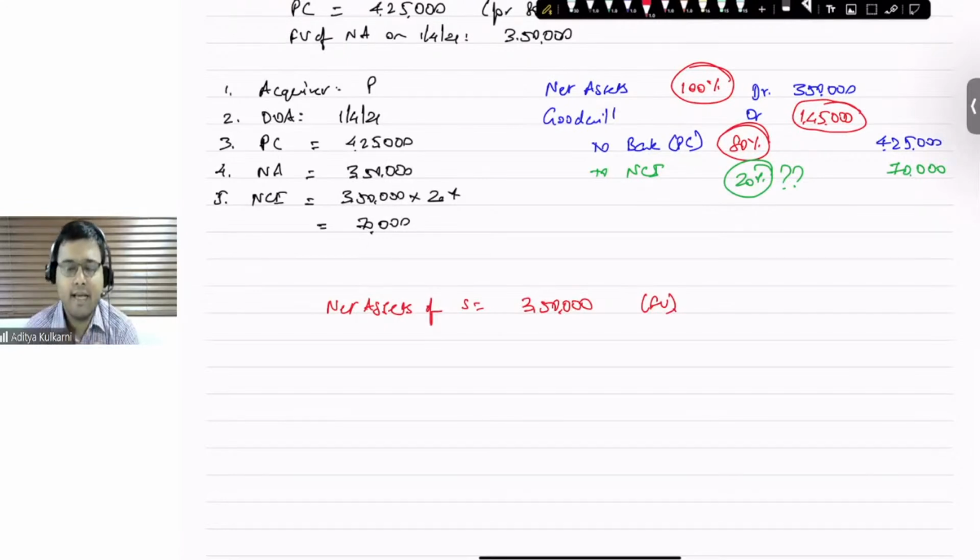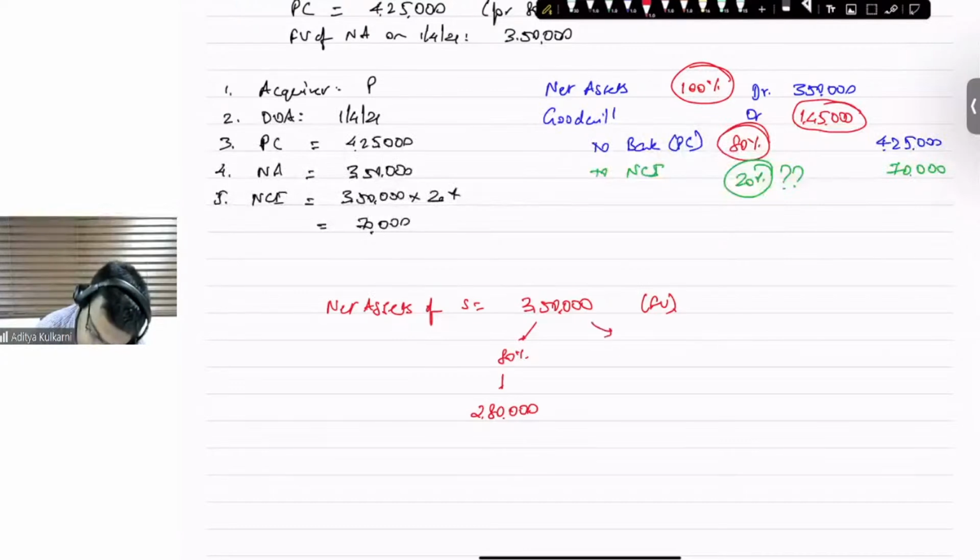But legally speaking, hypothetically assume that S Limited goes into liquidation. If S Limited goes into liquidation, what will be my share, P Limited's share? P Limited's share is going to be 80%. And if it is going to be 80%, what is going to be my share? 2,80,000. My share is going to be 2,80,000.